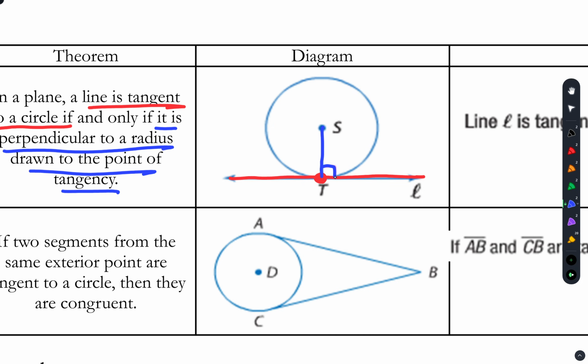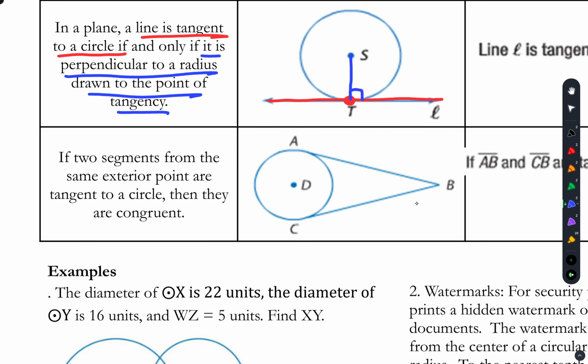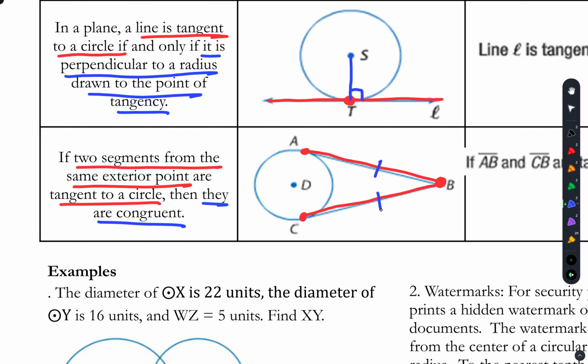And then the last one, this is kind of fun. This says if two segments from the same exterior point are tangent to a circle, then they are congruent. So again, hypothesis: two segments from the same exterior point are tangent to a circle. We're assuming these guys are tangent at these points A and C, and they come from this exterior point B. Then, by definition, or not definition, by this theorem, they are congruent. So these two pieces must be congruent.